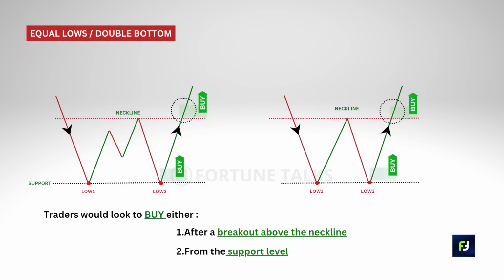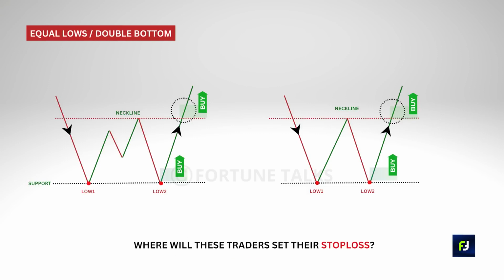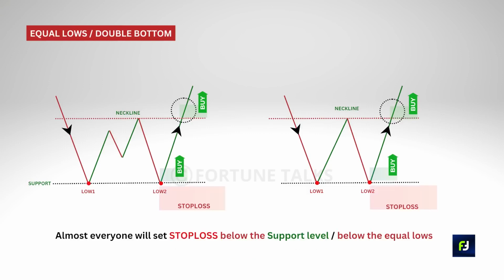It is very obvious that they will try to take a long trade either after a breakout above the neckline, or some might even take a long position from the support level connecting the lows. Now comes the important question: where will they set their stop losses? Almost all of them will place their stop losses somewhere below the support level. Now you can imagine that there will be a large cluster of stop loss orders lying below this support level.